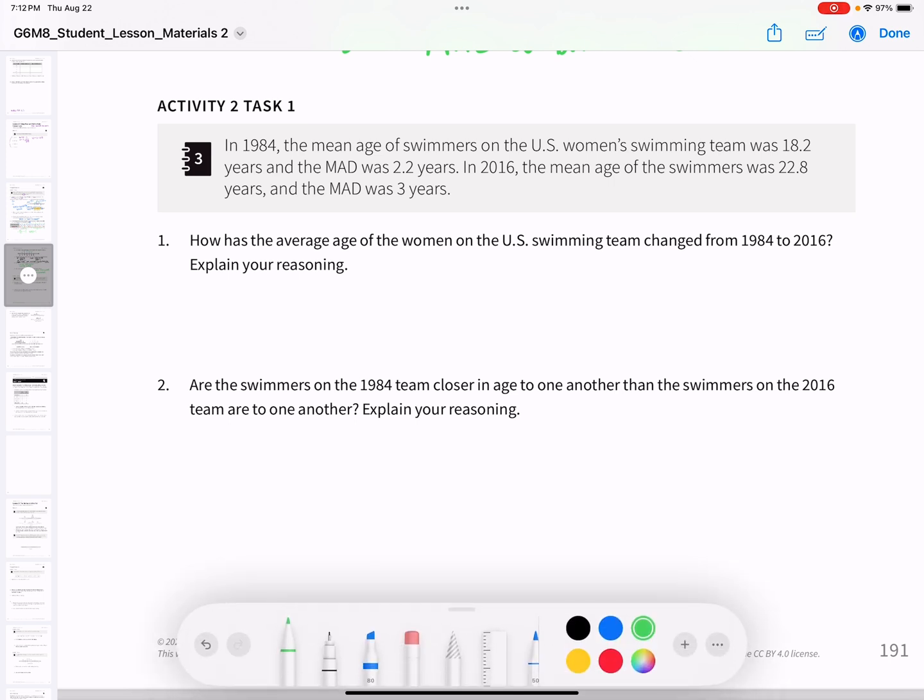All right. So, the average age has gone up, right? The average age earlier was 18.2, and now it is 22.8. So average age has increased. And we can get specific and say by 4.6 years. So that means that the swimmers are older now.